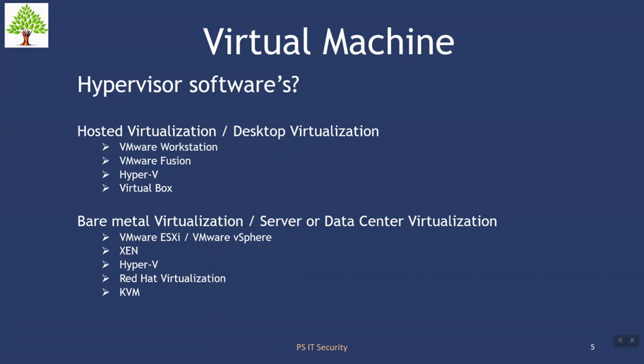And then there is different bare metal virtualization software which directly gets installed on the physical hardware. That's also called server virtualization or data center virtualization. The software includes VMware ESXi or the VMware vSphere product family. Then there is Xen virtualization, Hyper-V, Red Hat Virtualization, and then there is KVM, which is an open source virtualization platform.